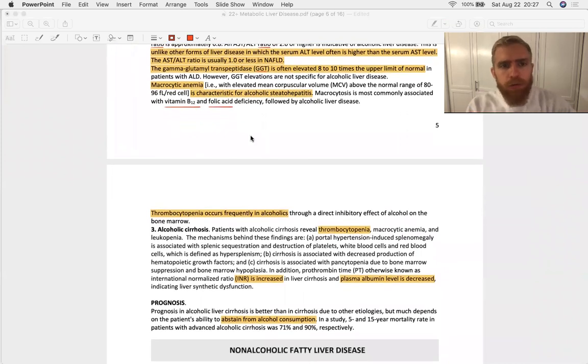You're going to see a macrocytic anemia. That's big cells, and that's going to be in chronic alcoholics, those with alcoholic steatohepatitis, so the active inflammation changes. And that macrocytosis means that they've got a B12 and/or a folate deficiency.